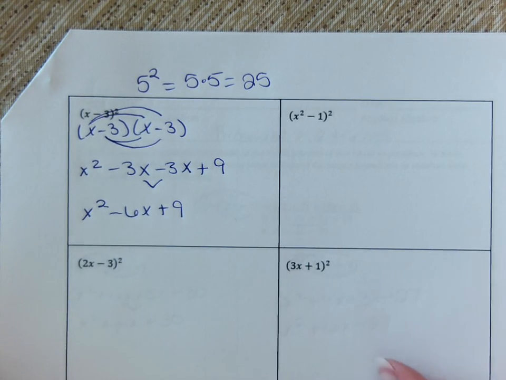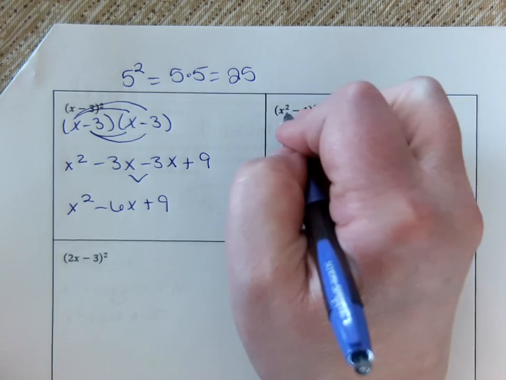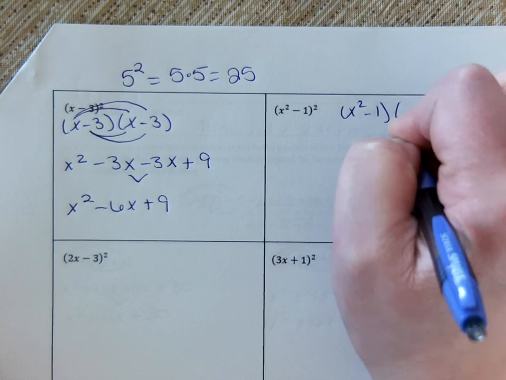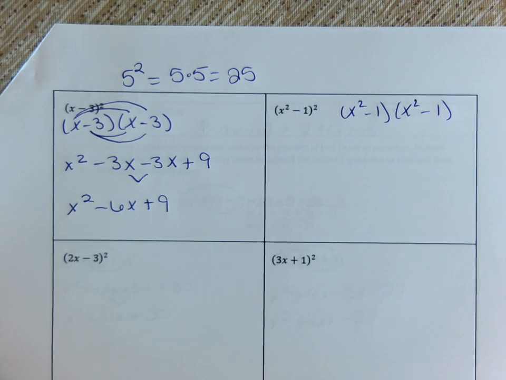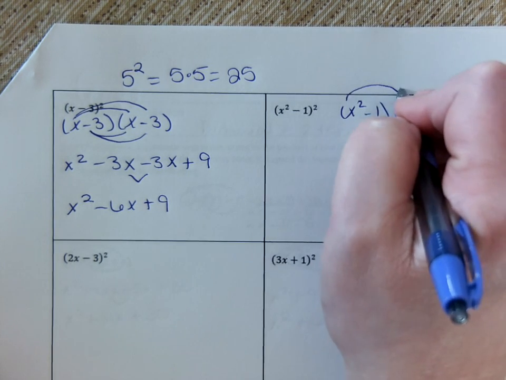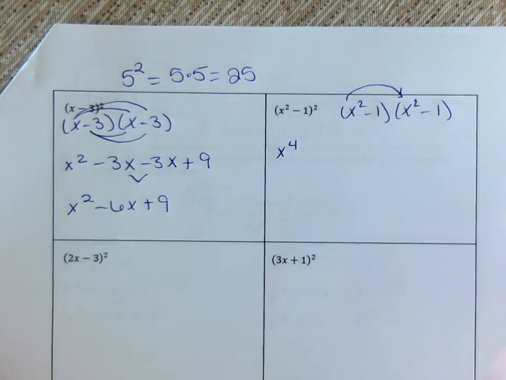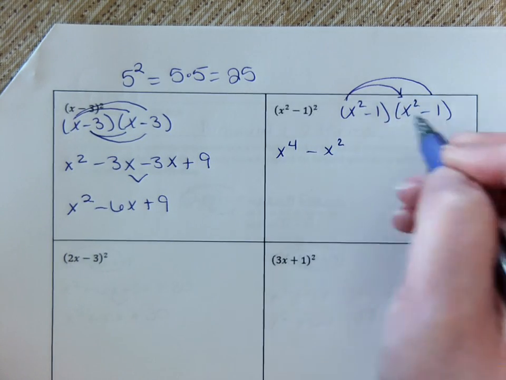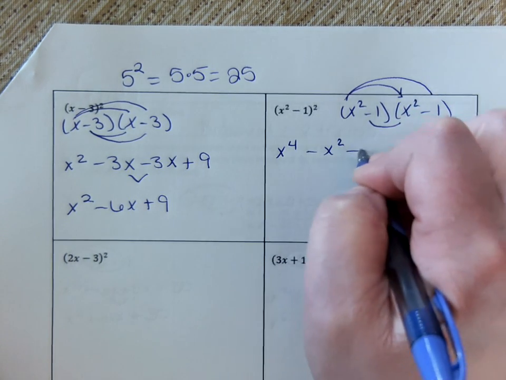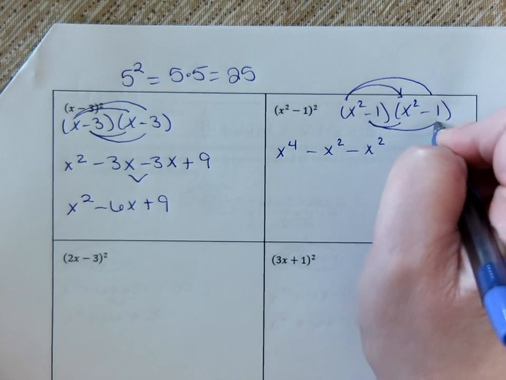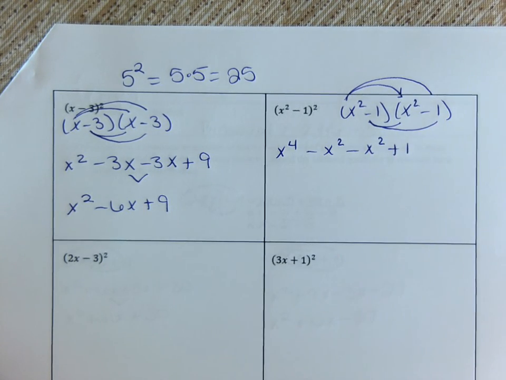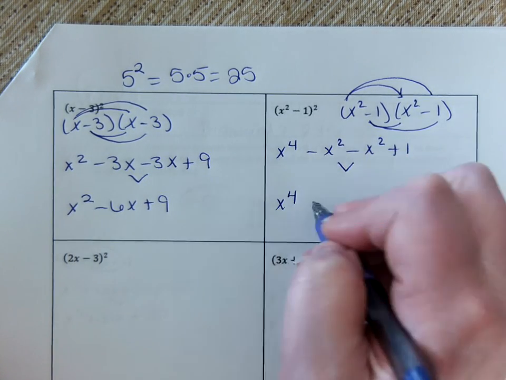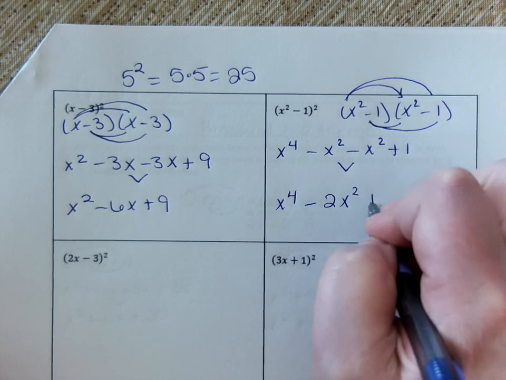And let's try a few more of these. So we have x squared minus 1 squared, so I'm going to write it twice. X squared minus 1 times x squared minus 1. And then we'll double distribute. So x squared times x squared is x to the fourth. X squared times negative 1 is negative x squared. Negative 1 times x squared is negative x squared. And negative 1 times negative 1 is positive 1. Combine your two middle terms to get your final answer. x to the fourth minus 2x squared plus 1.